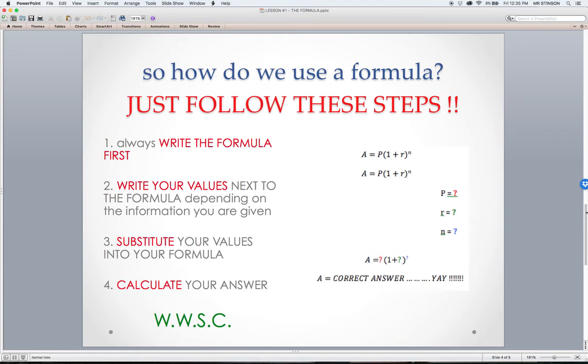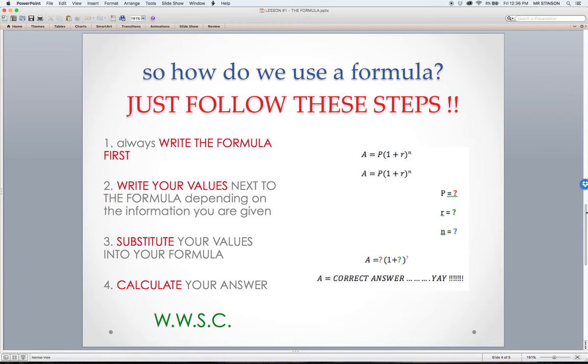Number 2, write your values next to your formula. The values will depend on the information you were given and on the formula that you're working with. In this case, our values are P, R, and N. So I will always write these next to my formula, usually on the right-hand side, as you can see, in the form of P equals something, R equals something, N equals something.